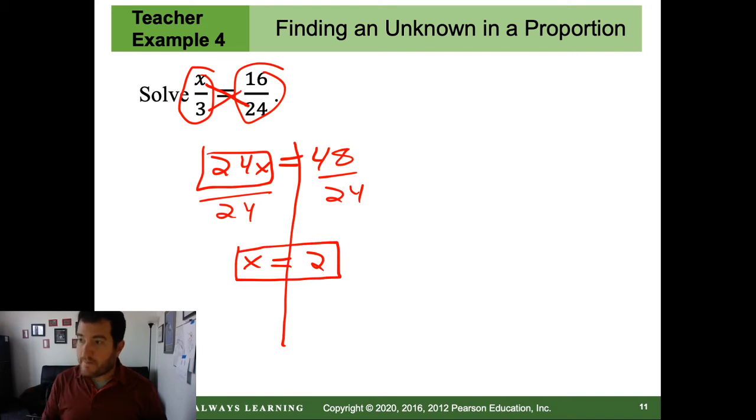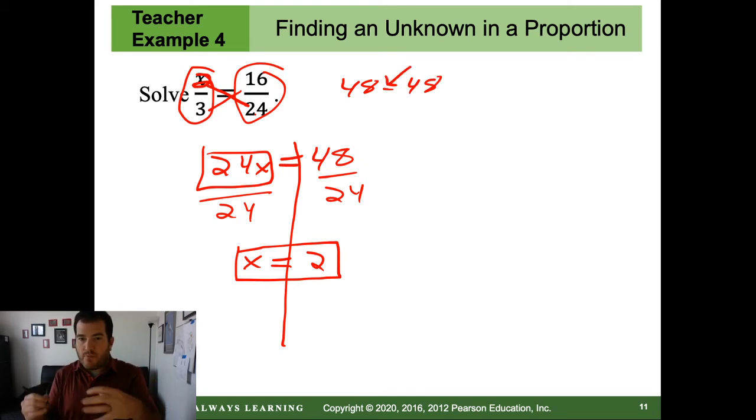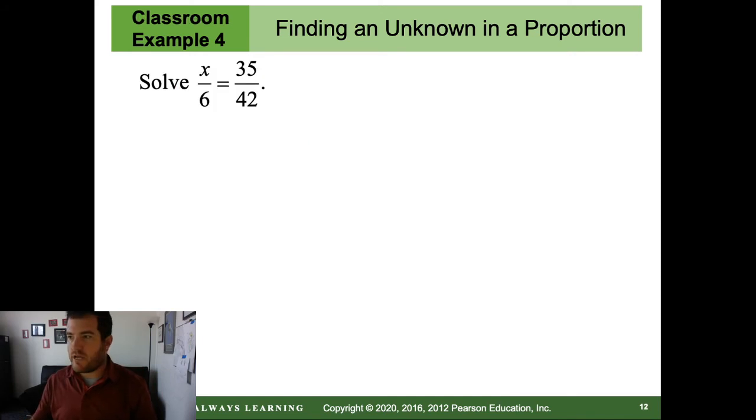Okay, so here, we want a proportion, so we want our cross products to equal. And if we plug this in here, let's say we plug in a 2 there, I think we get 2 times 24 is 48, 3 times 16 is 48. Did we create ourselves a proportion? We sure did. So in wanting a proportion, we want our cross products to equal, okay? So go ahead and give this one a shot.